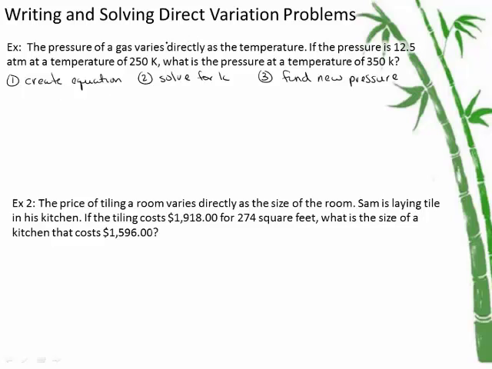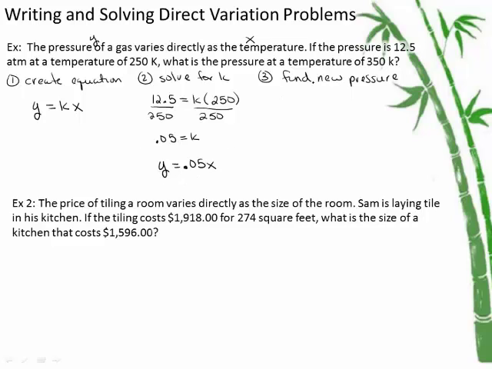Okay, if we call pressure Y and temperature X, the equation is going to be Y is equal to KX. That's our first step. Next, we solve for K. I have a pressure of 12.5 is equal to K times X when X is 250. So to solve for this, I divide both sides by 250. And I get that K is equal to 0.05. So my new equation is Y is equal to 0.05x.